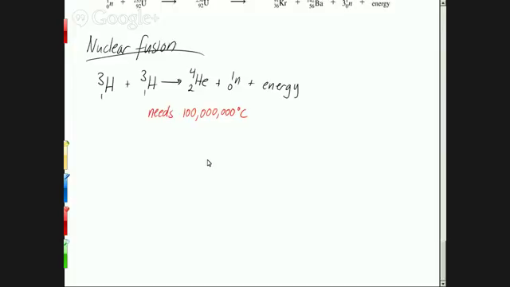All right. So let's head upstairs and we'll look at some isotopes.